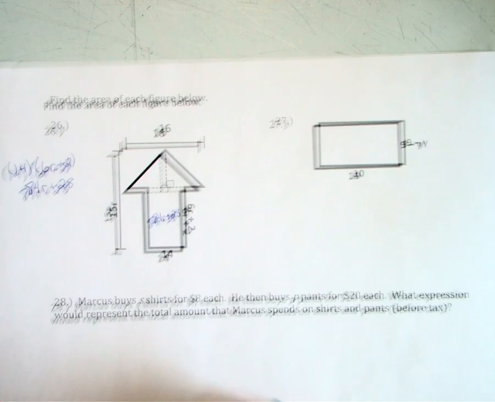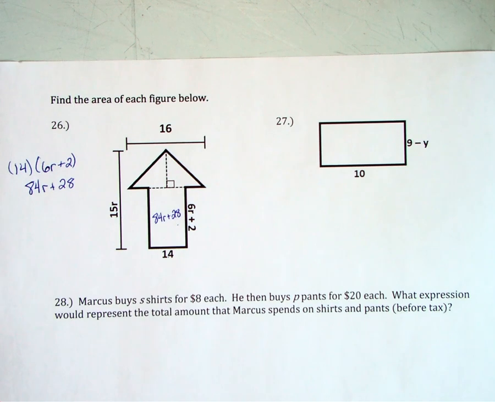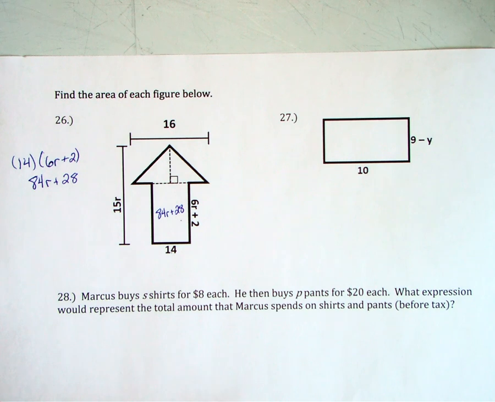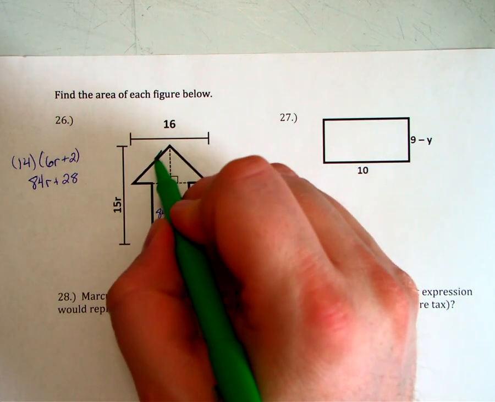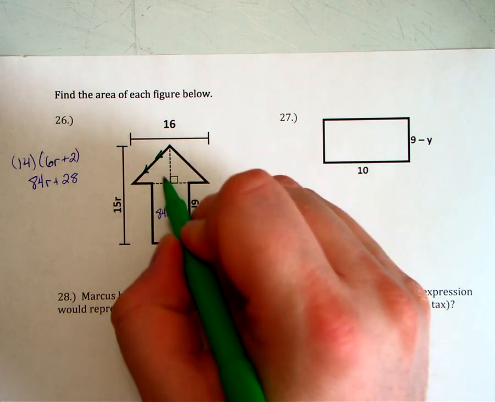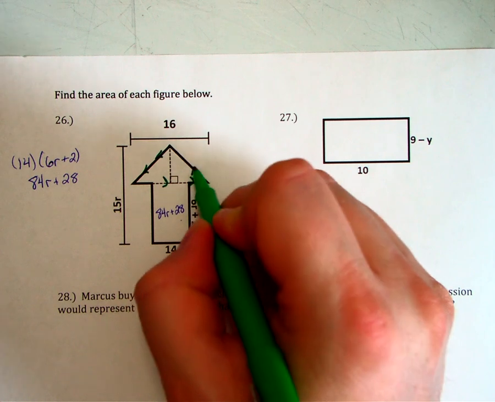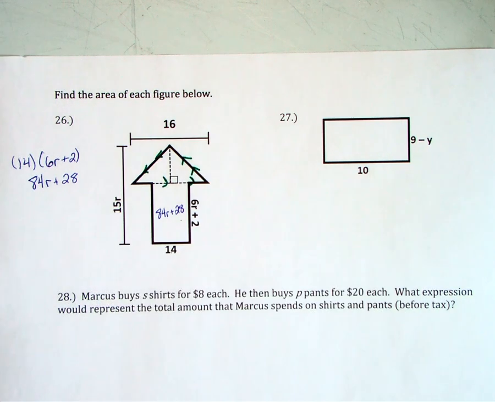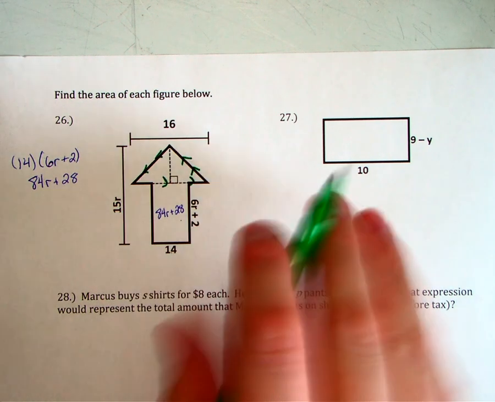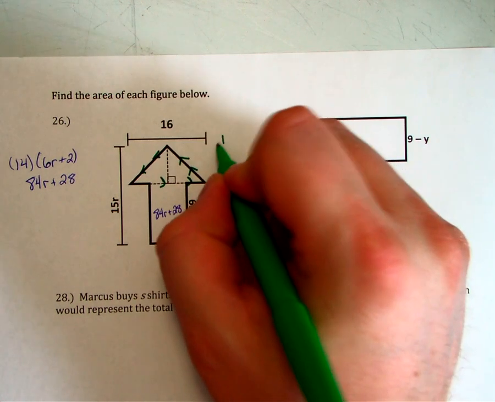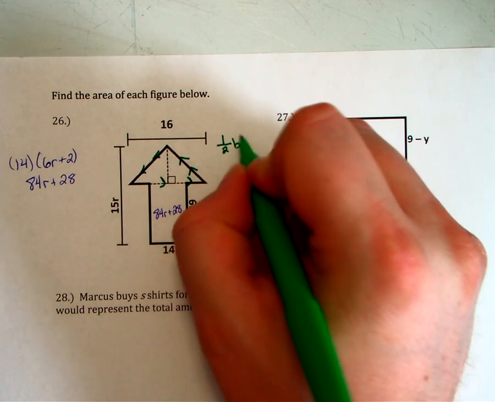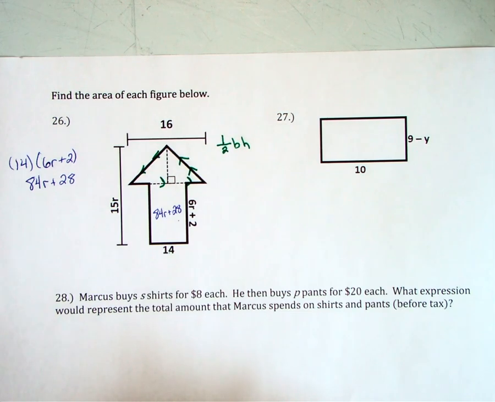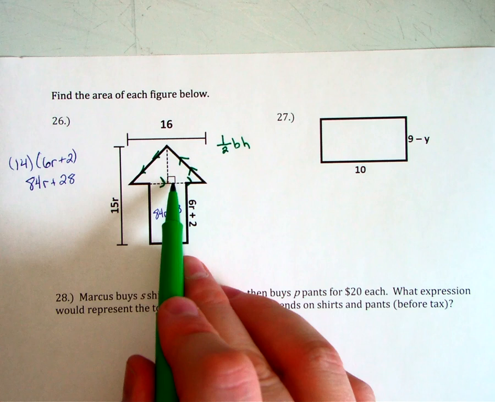And now I'm going to shift to a different color so that we can see what's taking place in the next part. We need to find the area of this triangle. And we know the area of a triangle uses the formula 1/2 base times height. So in order to find the area of the triangle, we need to know the height and we need to know the base. Well, the base is going to be down here where the right angle is.